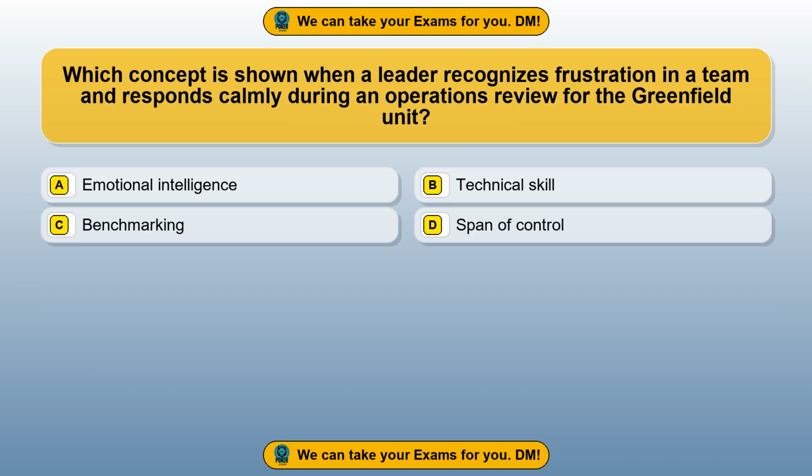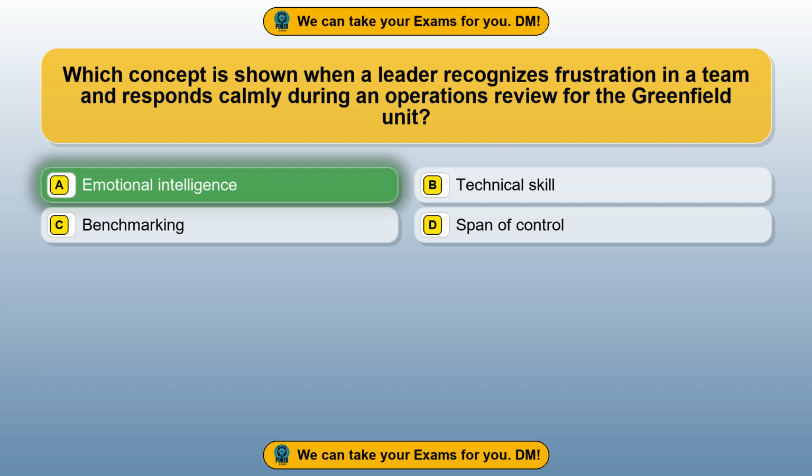Question 99. Which concept is shown when a leader recognizes frustration in a team and responds calmly during an operations review for the Greenfield unit? Option A, emotional intelligence. Option B, technical skill. Option C, benchmarking. Option D, span of control. The correct answer is option A, emotional intelligence.